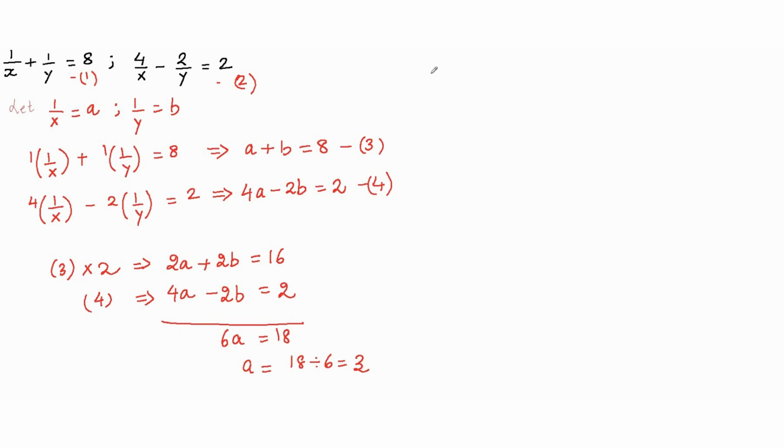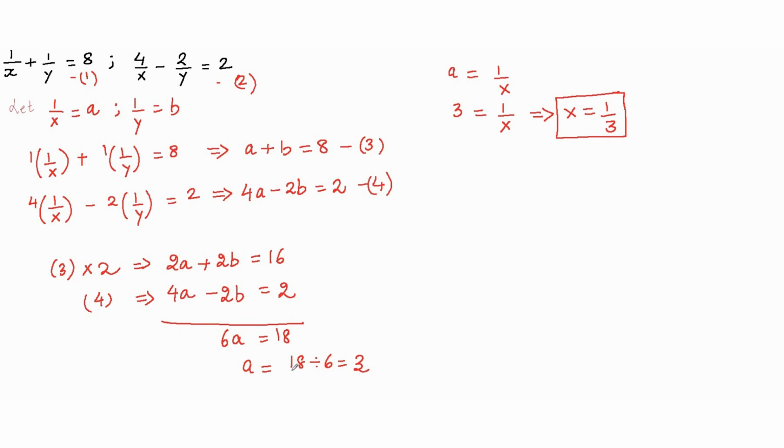But a was not my original variable. My original variable was x. So I know that a is equal to 1 by x. But a is 3. So 3 equals 1 by x, which means x is equal to 1 divided by 3. So the value of the variable x is 1 by 3.